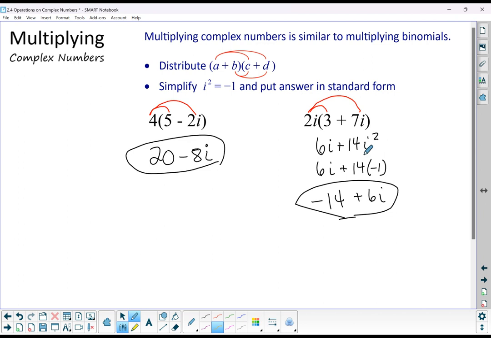You might start to notice that the effect of having that i squared is essentially that it becomes a real number with a sign change, because i squared is just -1, so it just multiplies by a negative.